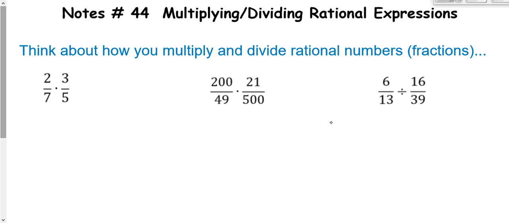Hi everybody, welcome back. This is notes number 44 and we're continuing in chapter 8, multiplying and dividing rational expressions today. So go ahead and get yourselves ready to take some notes.